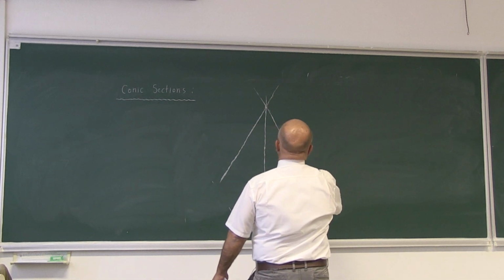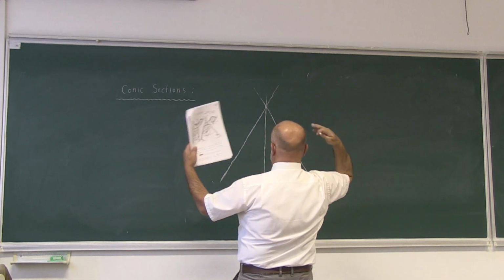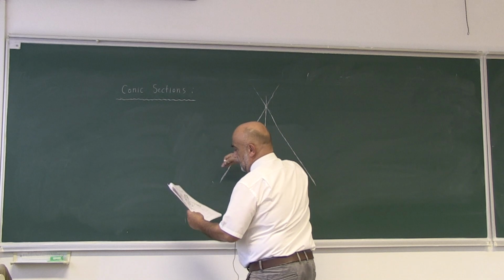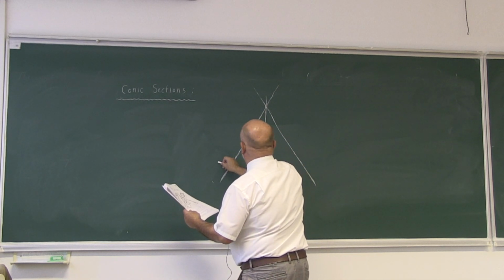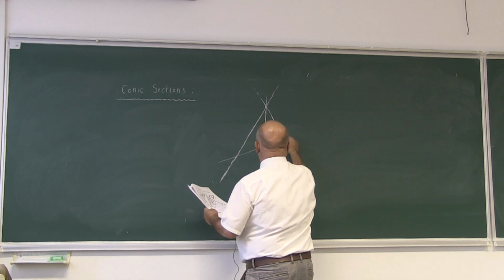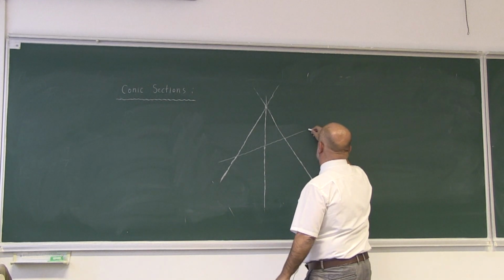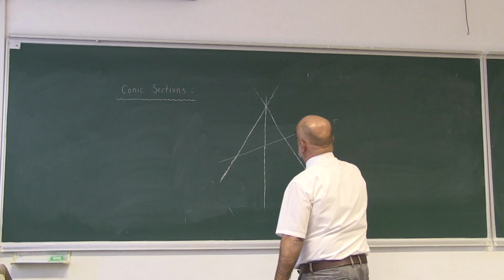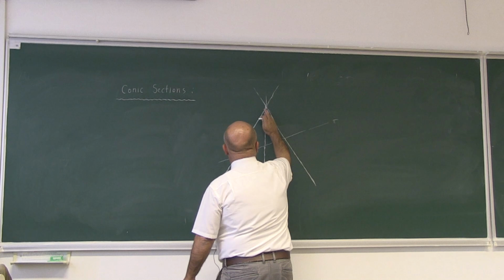Let us once again assume that the cone, which we are seeing now sideways, is intersected by a plane. Well, let's say something rather like this. So let this plane be called pi. What we have got essentially is a triangle here.